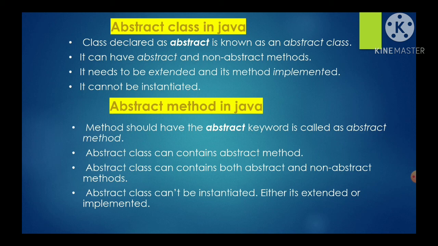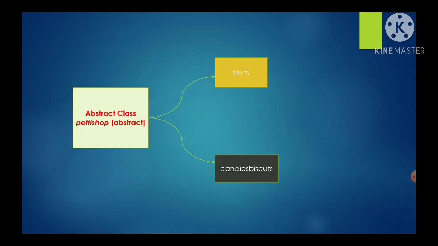So next is abstract method in Java. The method which has the abstract keyword is called an abstract method. So an abstract class contains both abstract and non-abstract methods, and the abstract methods should be extended or implemented in the child class. Okay. So this is a simple overview diagram. PettyShop is the abstract class and it is getting extended by Fruits and CandiesBiscuits.